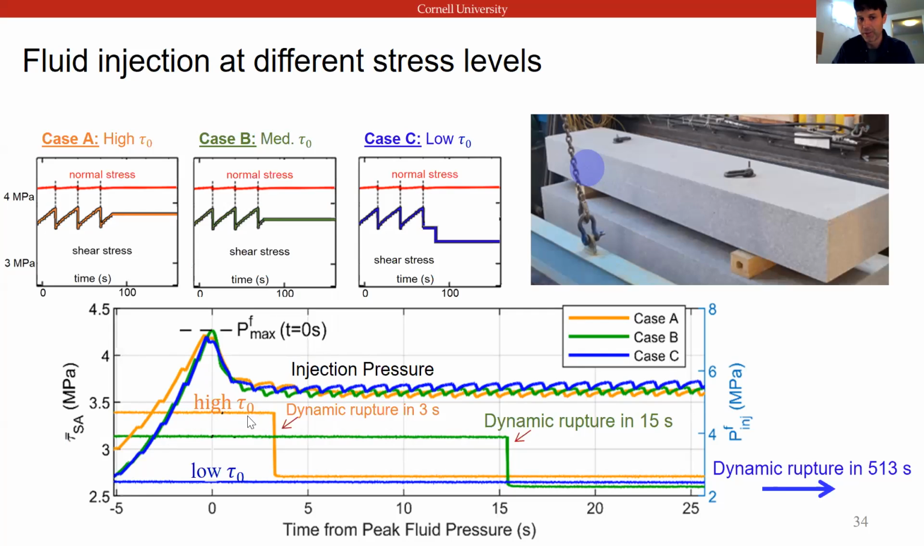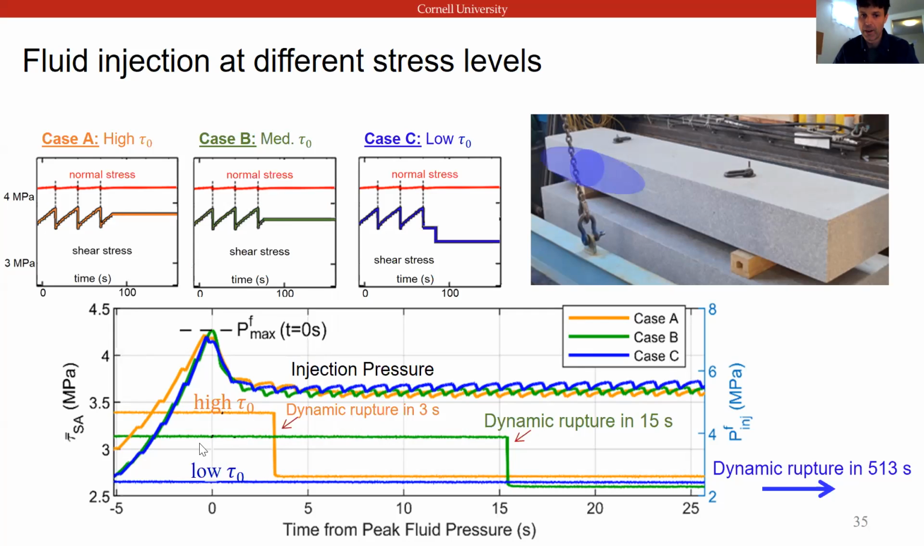This is the case where we've got high shear stress. The green one is medium and the blue one is low. We're plotting the 3 experiments on top of each other for direct comparison. When the shear stress is high, it's only a couple seconds after that peak injection pressure was reached that a dynamic rupture event happens, and it blows through the entire sample. That's what this drop in stress indicates.